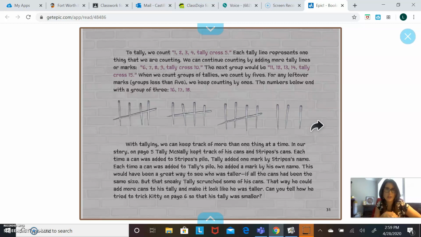The numbers below end with a group of 3. So let's look here. We can count by 5s, right? 5, 10, 15. Now we got to count by 1s. 16, 17, 18. Very good.